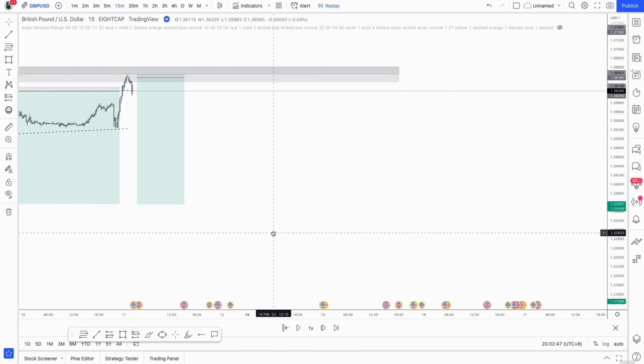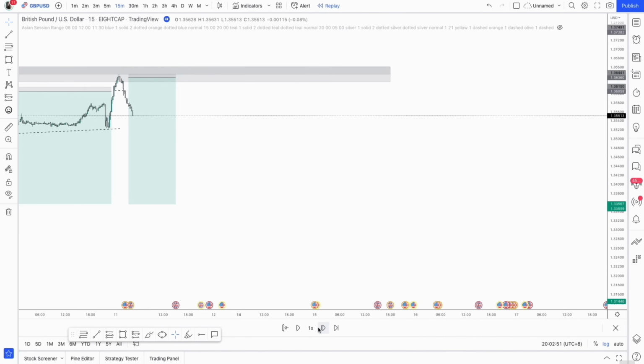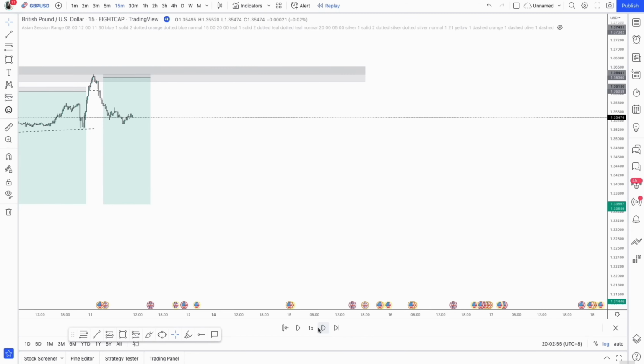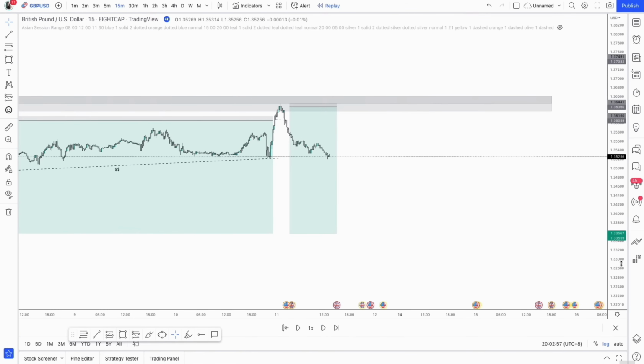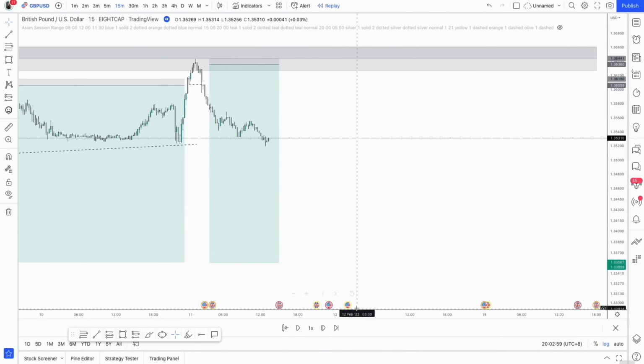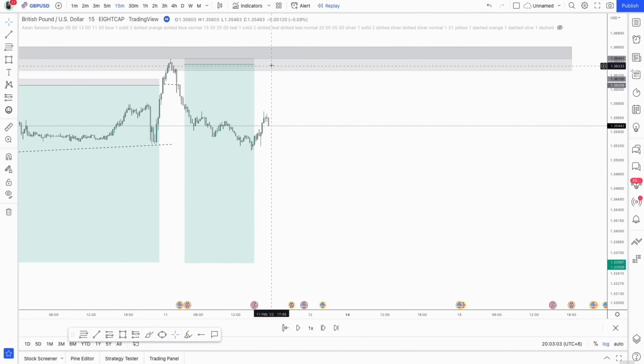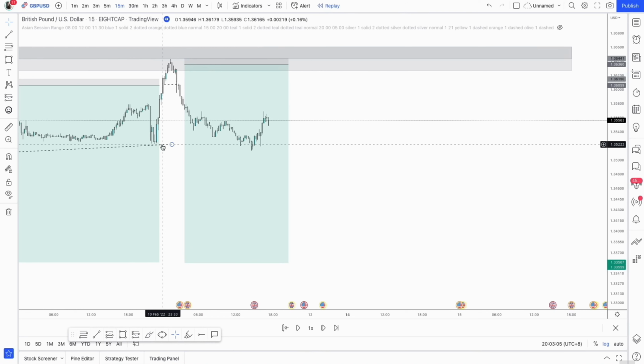And so we just have to wait for price to pull back. Price pushes down, reacts to our level of demand, play price. Okay, so now we know that price has also had a break of structure, which gives us extra confirmation.